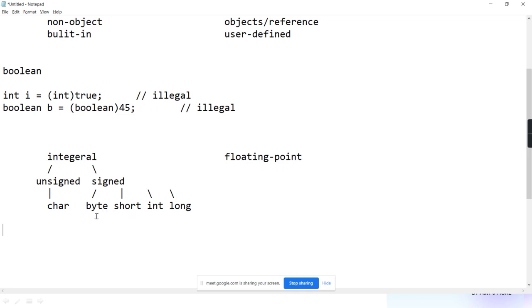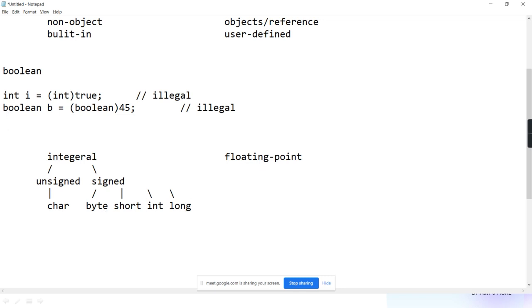Their capacity varies. This is 1 byte, this is 2 byte, this is 4 byte, this is 8 byte. All four are in the signed category. You don't have to write the keyword signed. The signed keyword is not to be used because all four are signed by default.